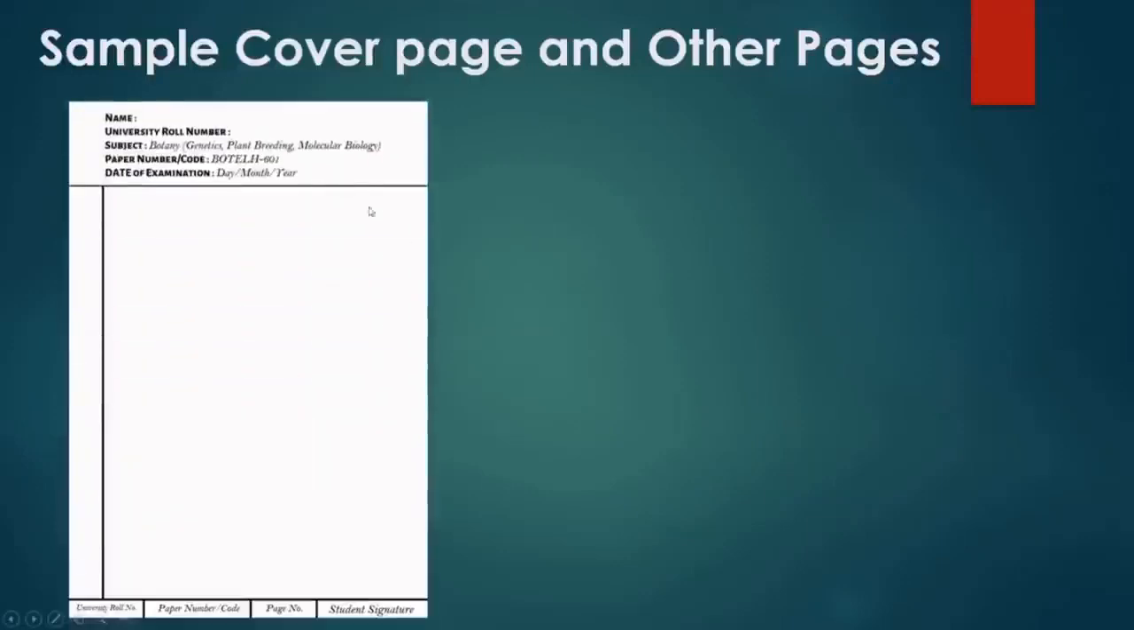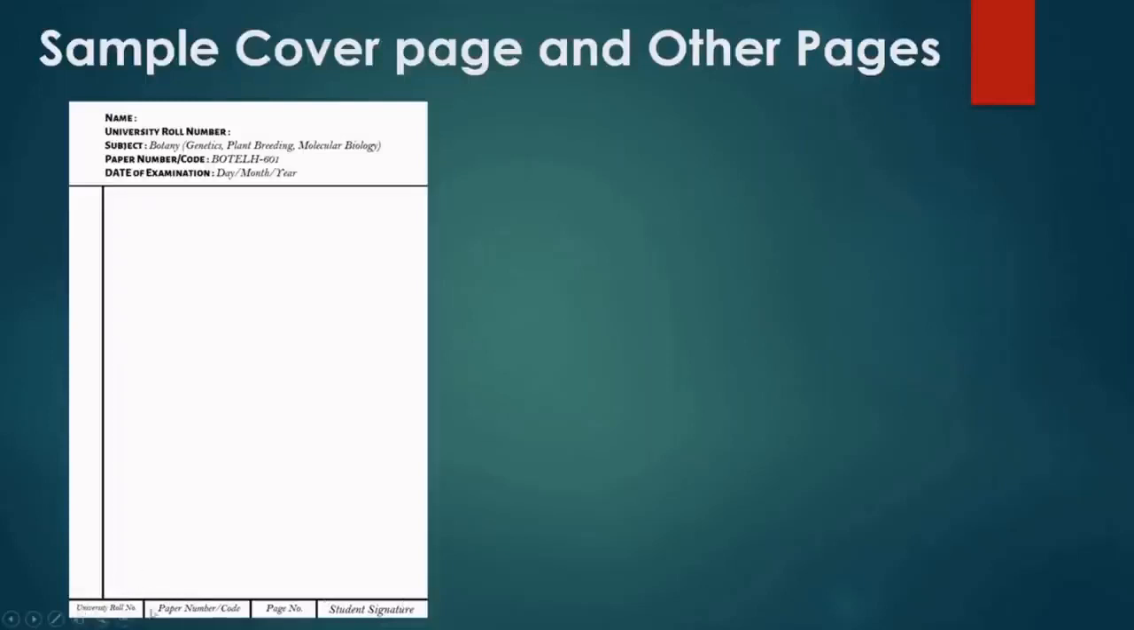This is a sample cover page. So you will write the name, university roll number, your subject and the name of the paper, then the paper number and code, as well as the date of examination. Make sure you draw margins with a ruler that are straight so that your answer script looks more neat and tidy. Then, if you notice at the bottom here, there are 4 boxes.